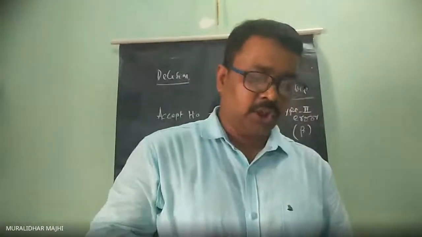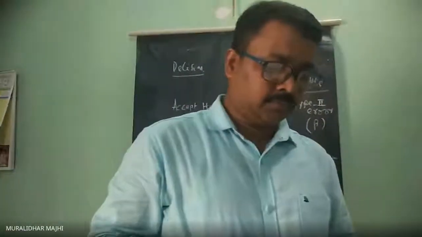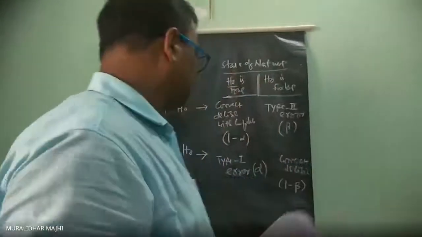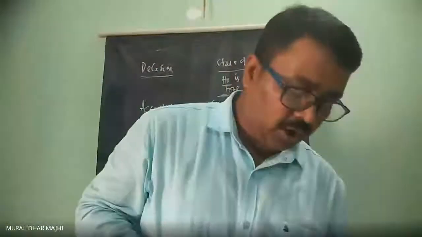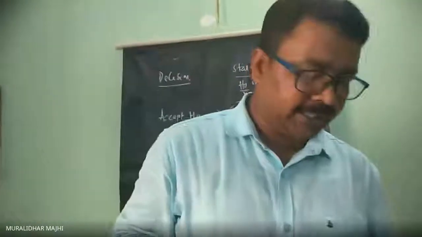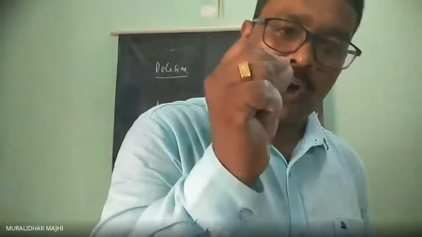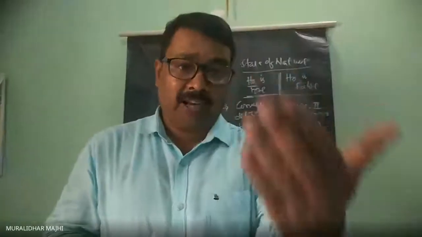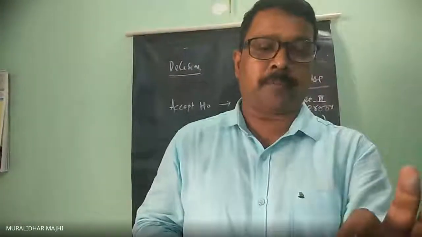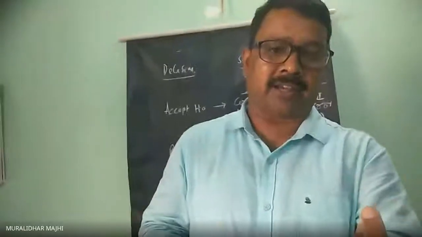Okay, dear student, the complement of type 1 error measures the probability of not rejecting a true null hypothesis. It is referred to as the level of confidence or confidence level. 1 mark, 2 mark, 3 mark, any question can be there.